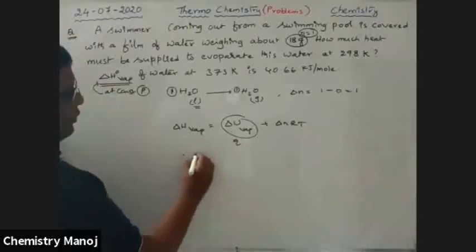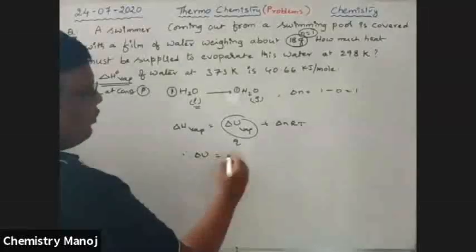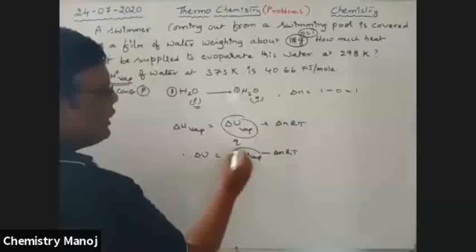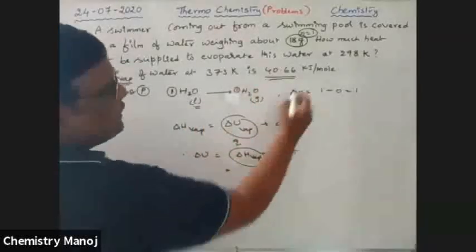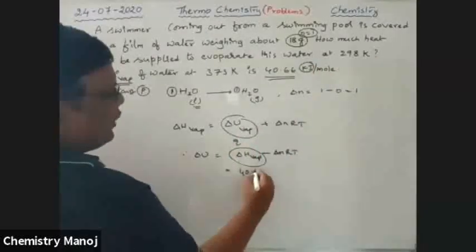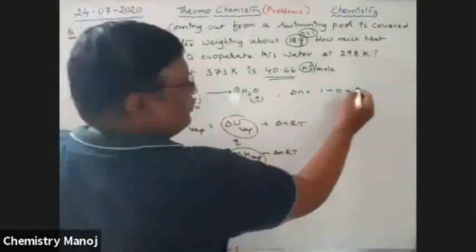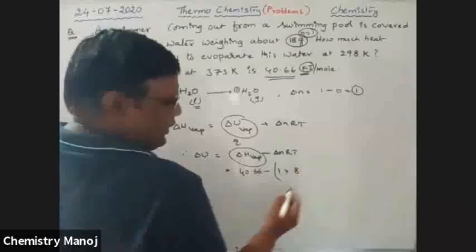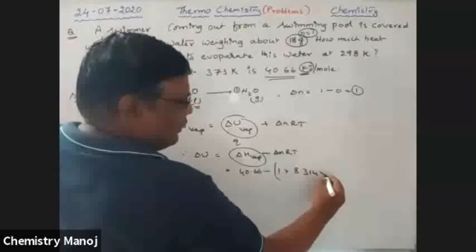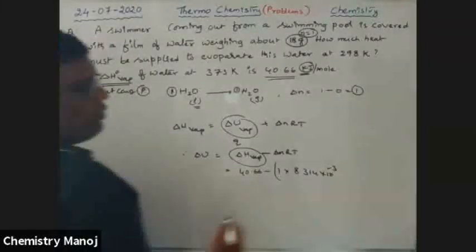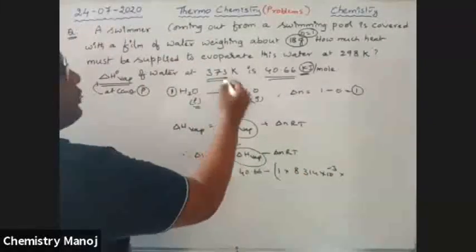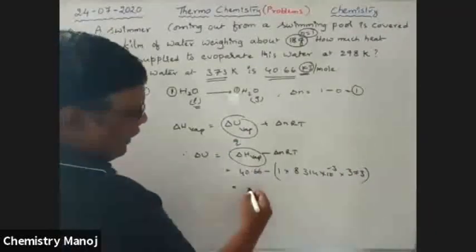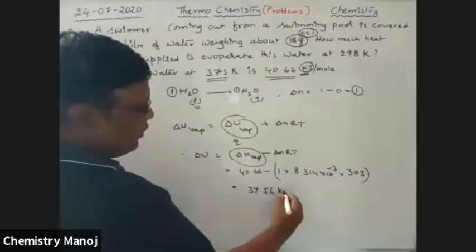Therefore delta U is equal to delta H vaporization minus delta n RT. Delta H vaporization is given as 40.66 kilojoule. So 40.66 minus delta n, that is 1, times R in kilojoules, 8.314 into 10 power minus 3, times the temperature. Evaporation is possible at 373 Kelvin, therefore 373. Finally we have the value 37.56 kilojoule per mole.